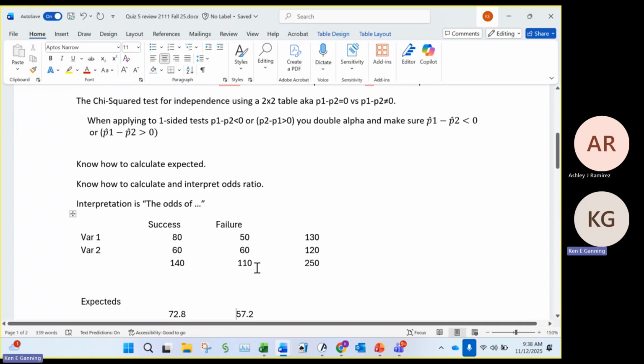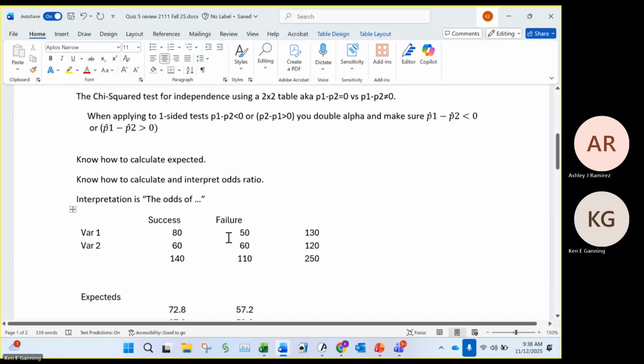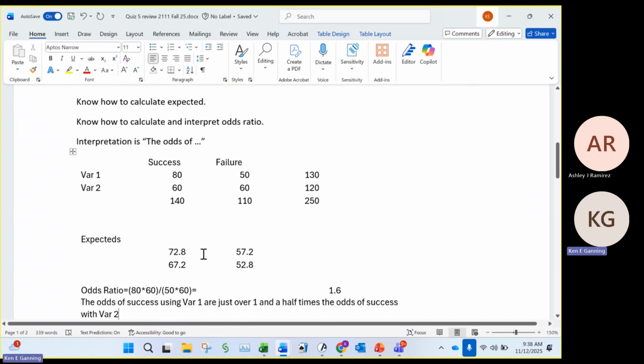So for example, if we have something like this, the odds ratio would be 80 times 60 divided by 60 times 30. The expecteds are calculated by the row sum times the column sum divided by the grand total.